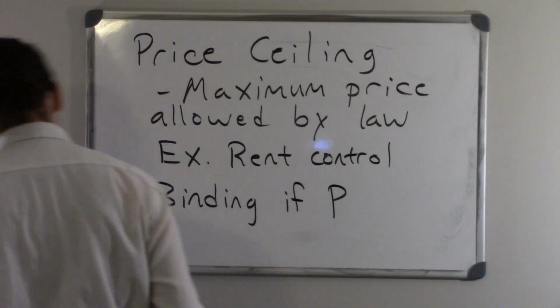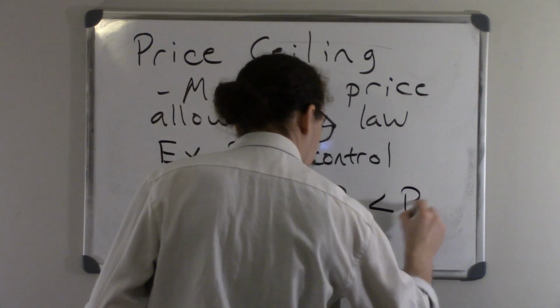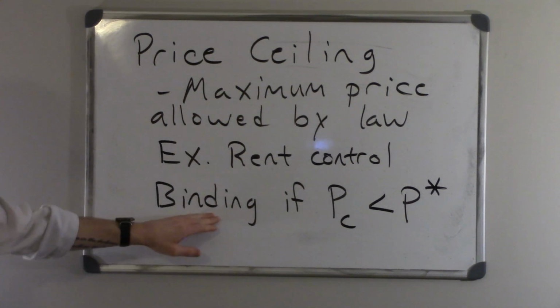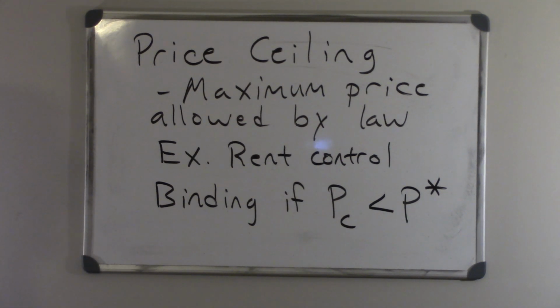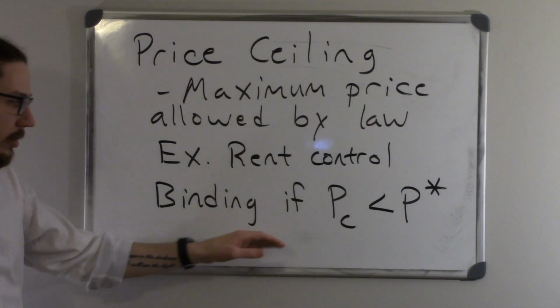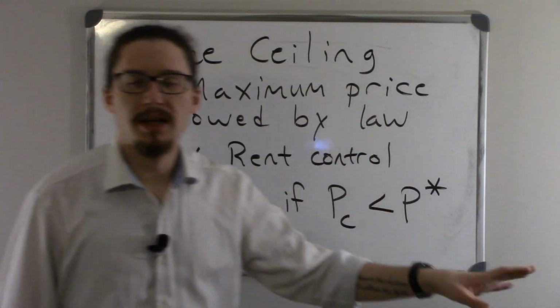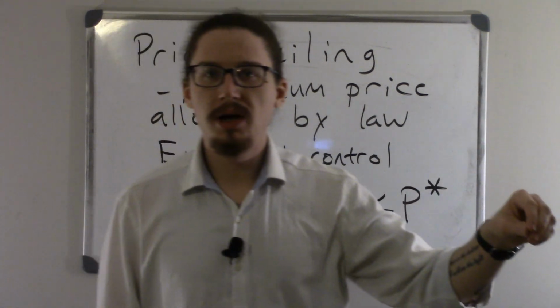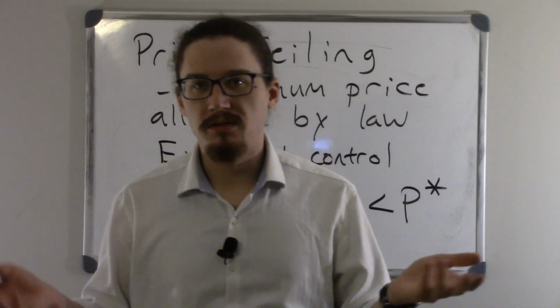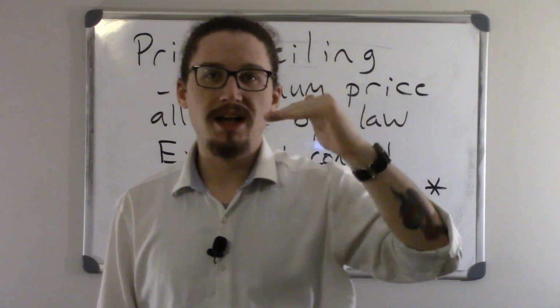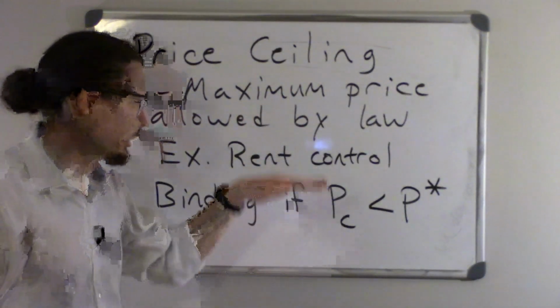So a price ceiling is binding if the price ceiling is less than the equilibrium price. What we mean by binding is just that it's taking effect. And so all of the things that we're going to talk about in the next video really only apply to a binding price ceiling, because if the maximum price allowed by law is above the equilibrium price, then it doesn't matter. It doesn't take effect, because you're not going to hit that ceiling, and that is why it's called a ceiling.